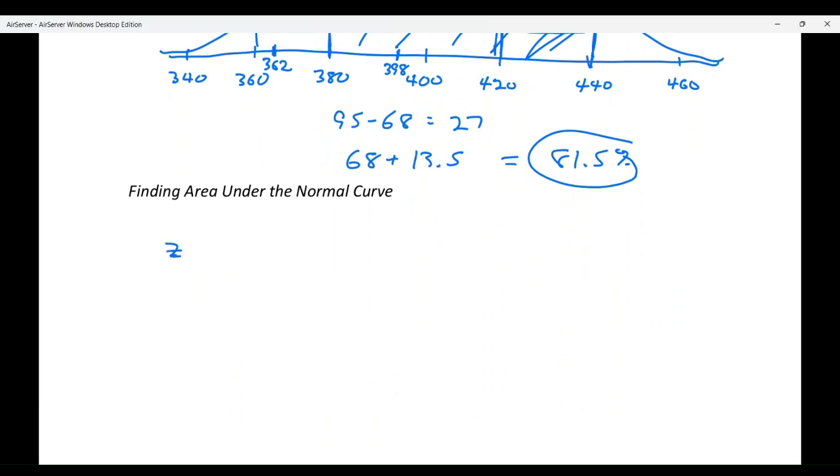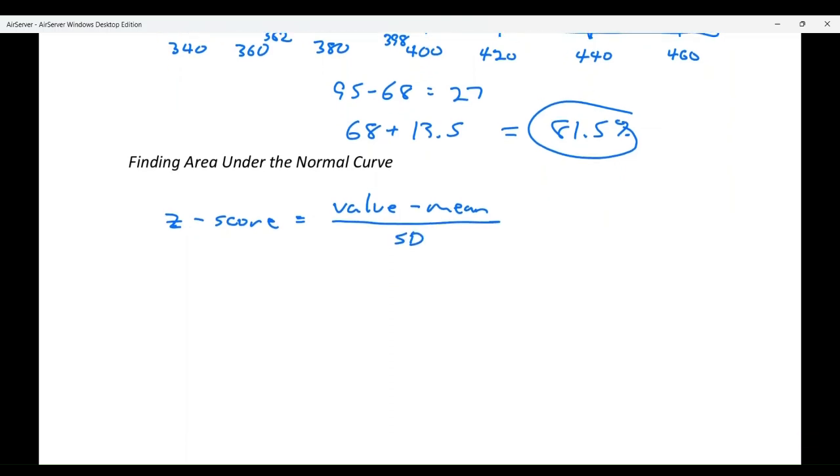We're going to get into finding area for any values under that curve. So z-score is a way that we take the values and do what's called standardizing those values so that we can then find the area. I'll give you the formula. Z-score is value minus mean divided by standard deviation. So we're taking a value from a data set, subtracting the mean, and dividing by the standard deviation.